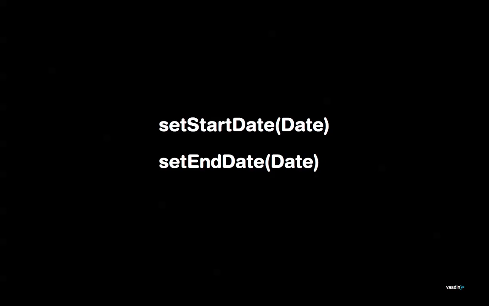So the first thing you probably want to change when you're creating a new calendar is the visible time range. So in the previous example, we had the time range of 1 week, and here we have set the time range to 1 month.